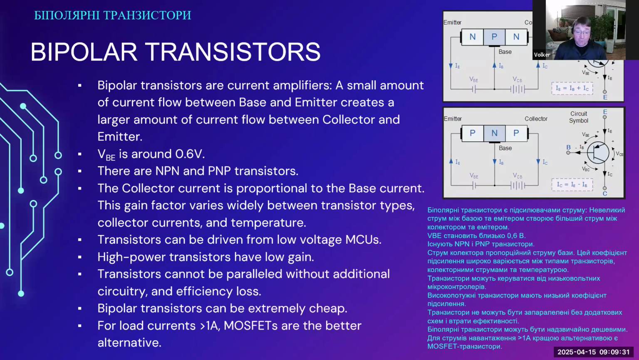Bipolar transistors can be extremely cheap. The standard low power NPN, PNP transistors can be as cheap as a cent. They can be almost as cheap as a resistor, depending on where you buy them. That's another item that makes bipolar transistors still the choice for a lot of circuits, because if you pick the right component, they can be very, very cheap.